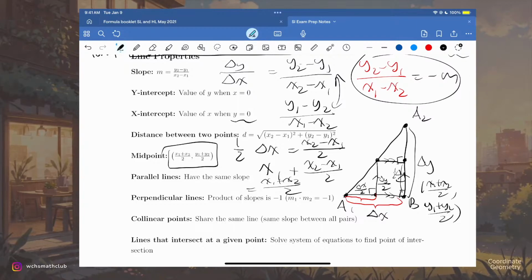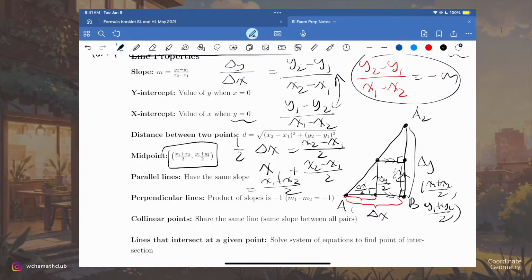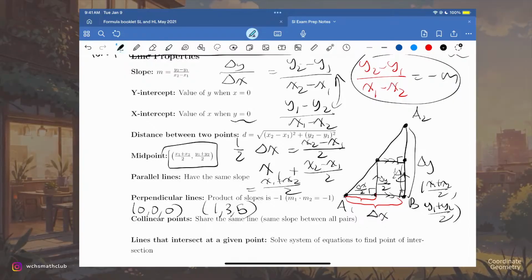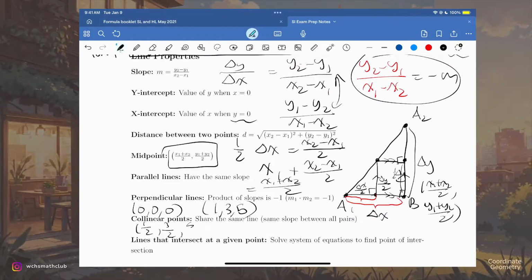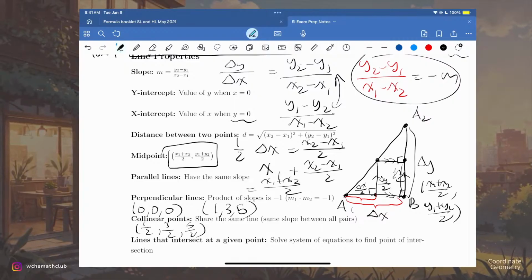So if you want to find the midpoint between, let's say, (0, 0, 0) and (1, 3, 5), for example, then you take the average of these two, which is 1 half, the average of 0 and 3, which is 3 over 2, and the average of 0 and 5, which is 5 over 2. And this is the midpoint of the segment formed by these 2 points in 3-dimensional space. So yeah, we have that.